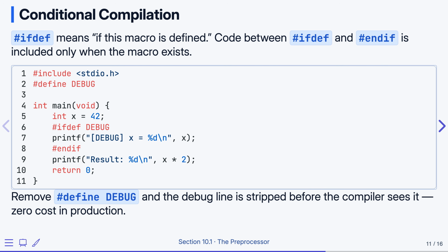But if you remove the line #define DEBUG, the preprocessor strips the debug print entirely. The compiler never sees it. It is as if the line does not exist. So debug code has zero cost in the production build.